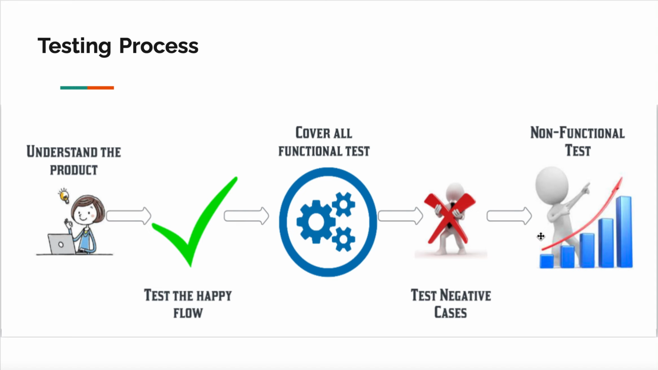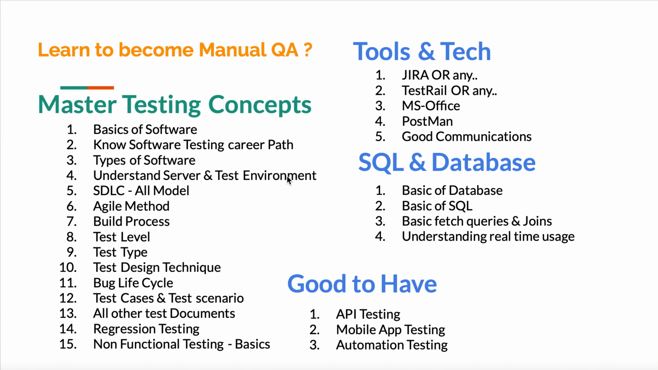That's all pretty much high level about software testing, how it is done. In this session, we'll see what to learn to become a manual QA or a software tester. So you should learn testing concepts. Then you should go for database and SQL concepts, and you should know a few tools like Jira or any equivalent tool, TestRail or any equivalent tool for writing the test cases.